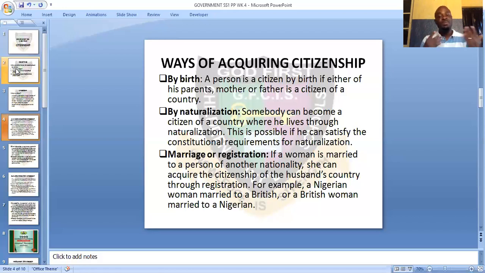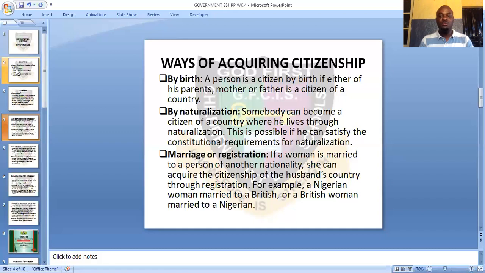Number one, depending on the country, but I think at the least you must have resided in such a country for at least 15 good years. You must have resided in such a country for 15 years, and you must be of good character. If you have a crime record, such a person can never be made a citizen, can never be given a passport to be a citizen of such a country.